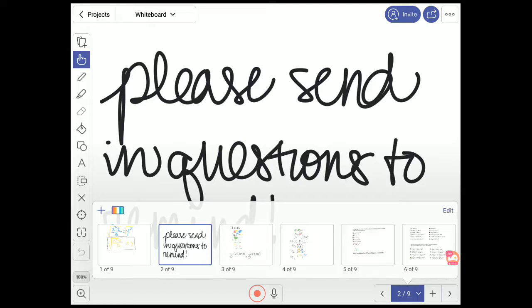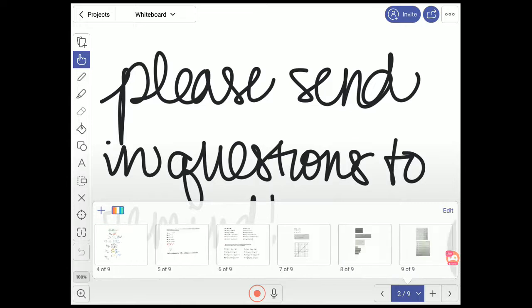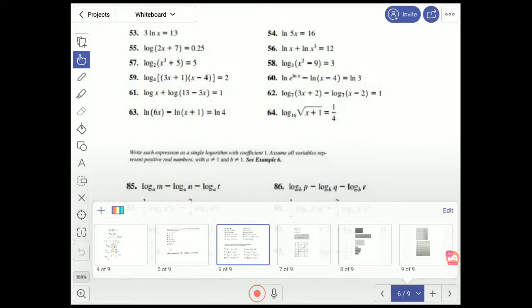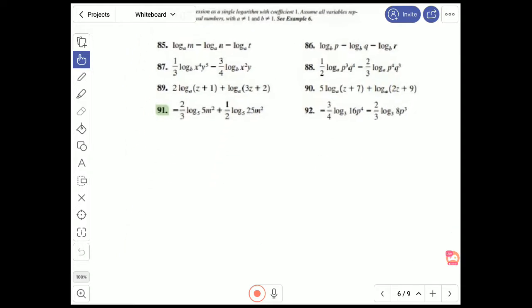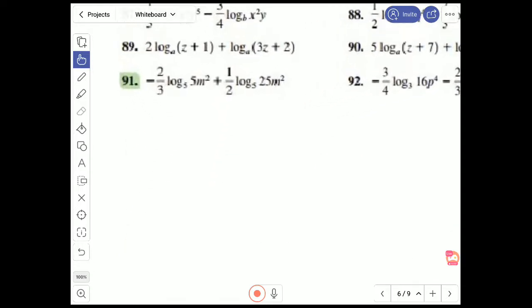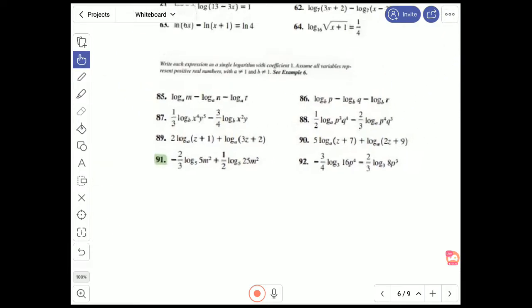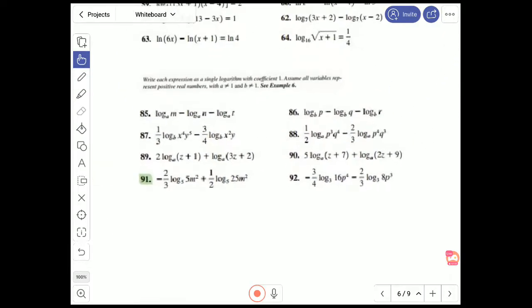Okay, next question. Question 91 from the review. This one's a fun one. It's pretty rough. I have negative 2/3 log base 5 of 5m squared plus 1/2 log base 5 of 25m squared. Going back and looking at my instructions, it said write this as a single logarithm.